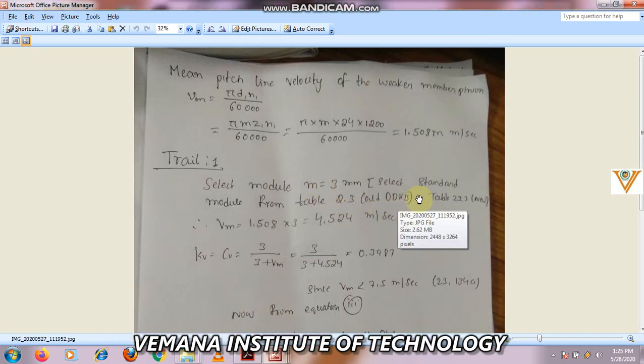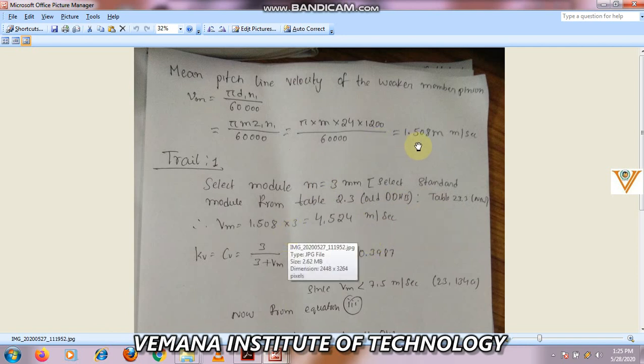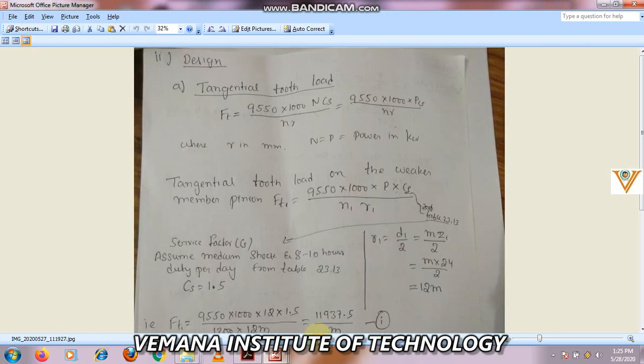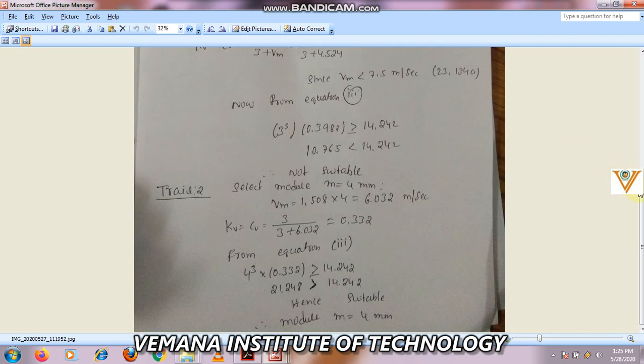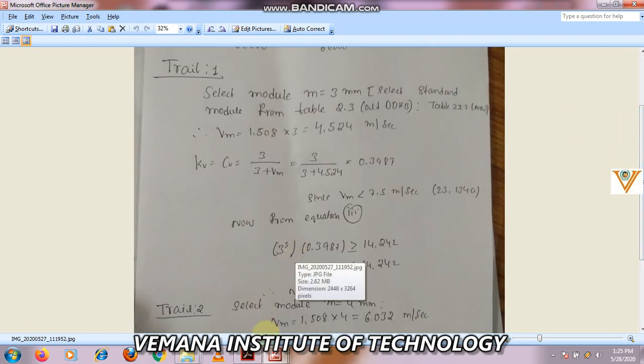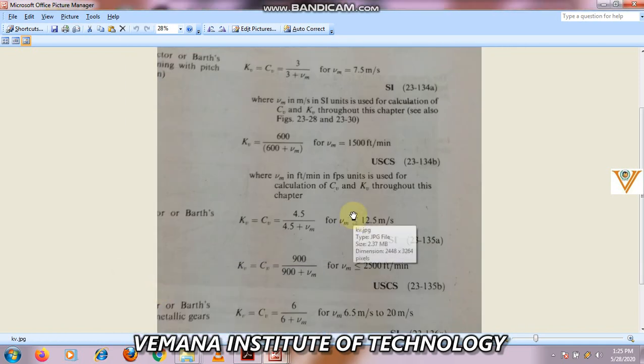Select the standard from 23.3 and substitute the module into this equation: 1.508 into 3, which gives 4.524. Now we need an equation for kV. In the previous step, we had the kV, CV formula. For that, we have the kV equation from equation number 23.134. There is a restriction for Vm of 7.5 meter per second. Up to 7.5 meter per second, you can use this equation.